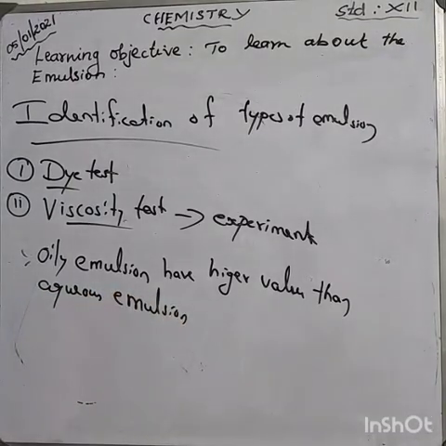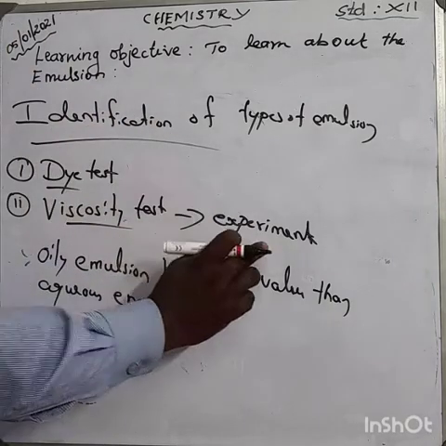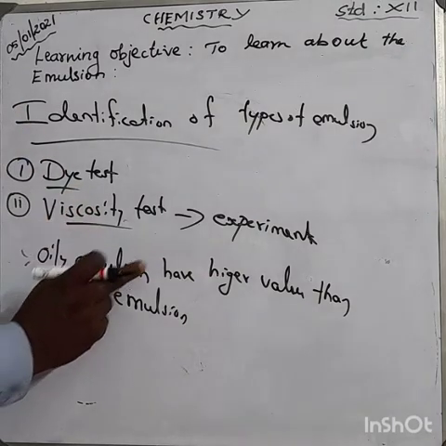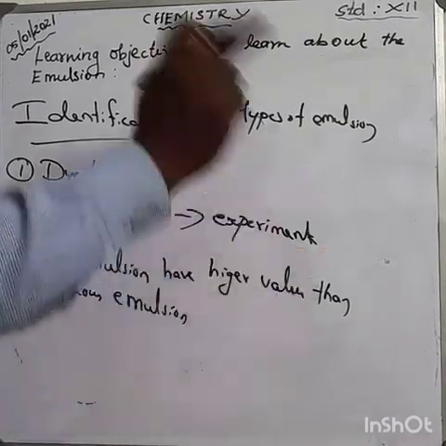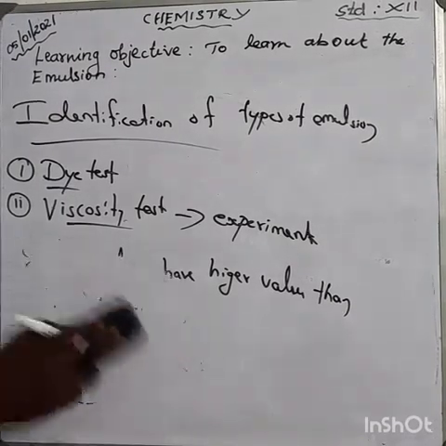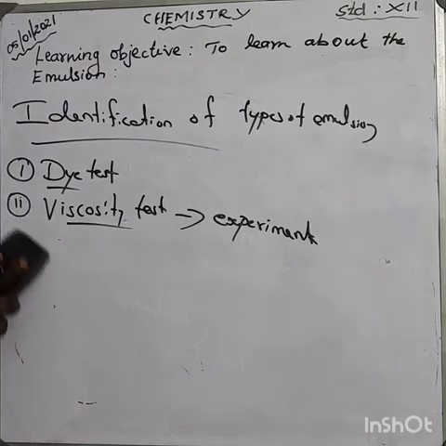Oily emulsion will have higher value than the aqueous emulsion. This is about the viscosity. Don't forget that the viscosity of the emulsion is determined by experiment. Oily emulsion has a higher value than aqueous emulsion. Next, the conductivity. The next identification is conductivity.